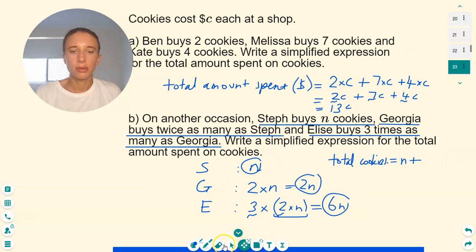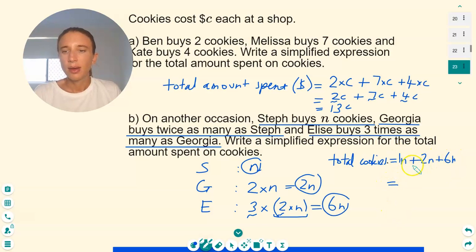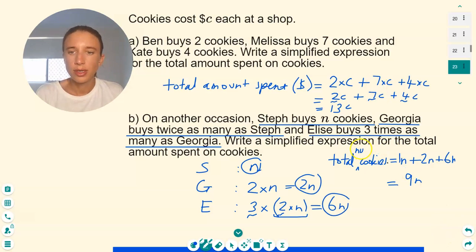Let's give ourselves a bit more space. N plus 2N plus 6N. And there's an invisible 1 there. And we can collect like terms, right? So 1 plus 2 is 3 plus 6 is 9. So 9N is the total number of cookies.